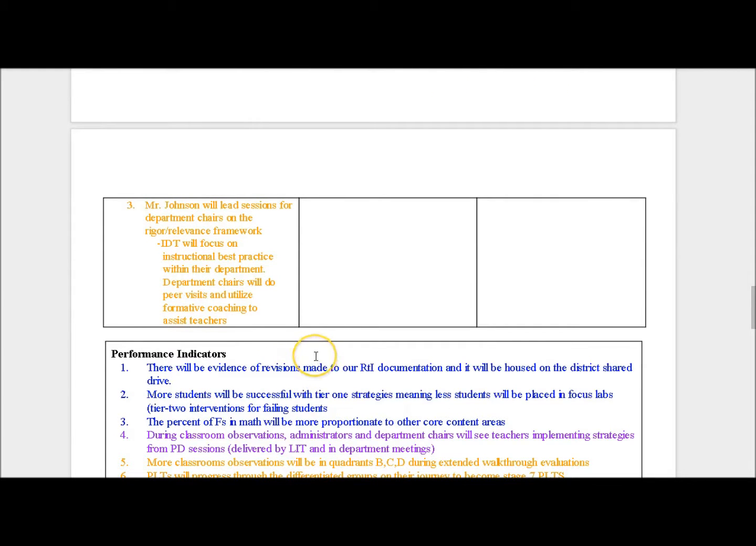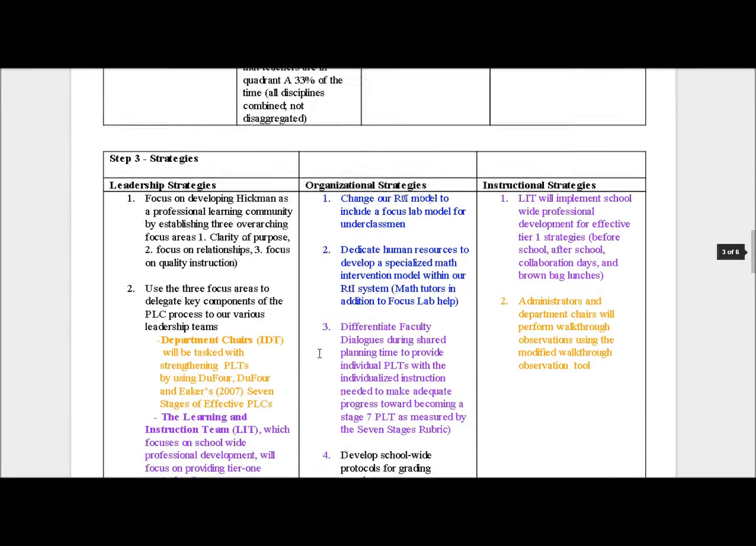And then I personally will lead sessions for our department chairs on the rigor relevance framework, which is Bill Daggett's work that talks about the importance of both rigor and relevance in classroom instruction. And then IDT is going to focus on instructional best practices within their departments. Some of our organizational strategies.